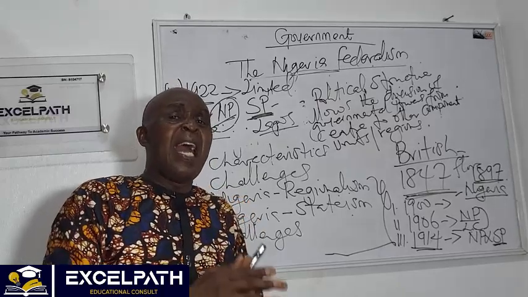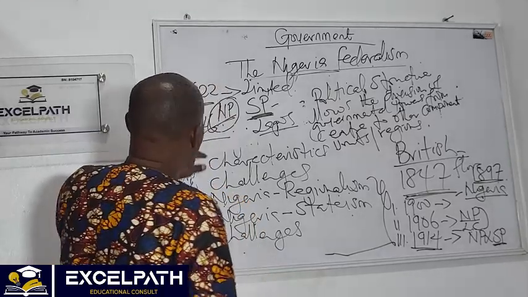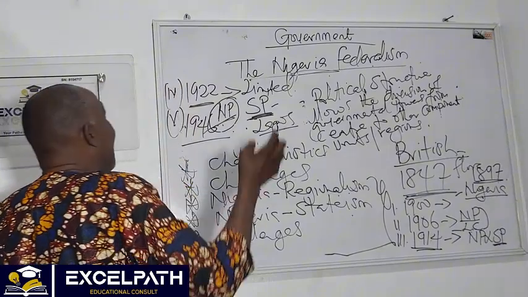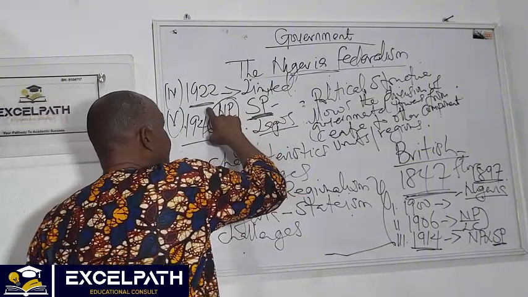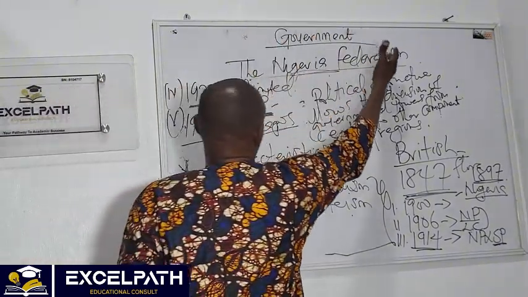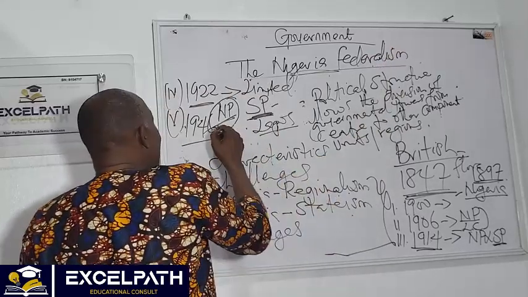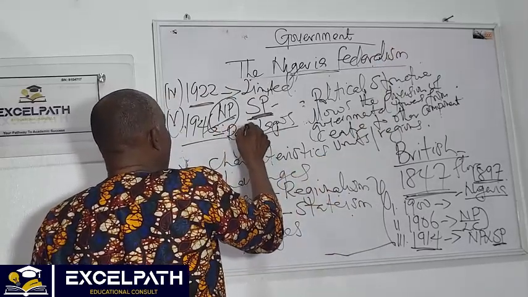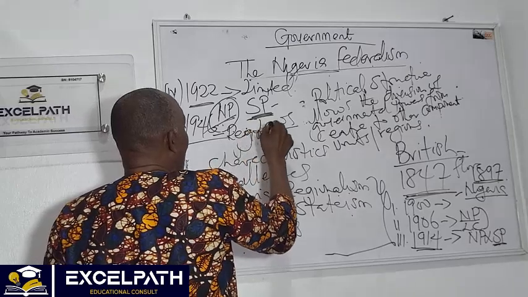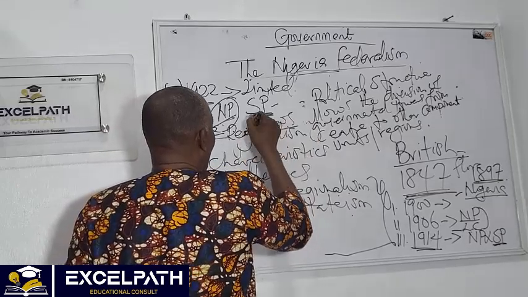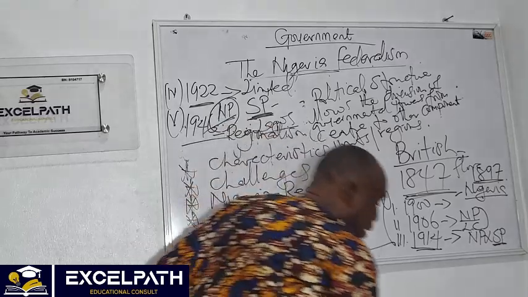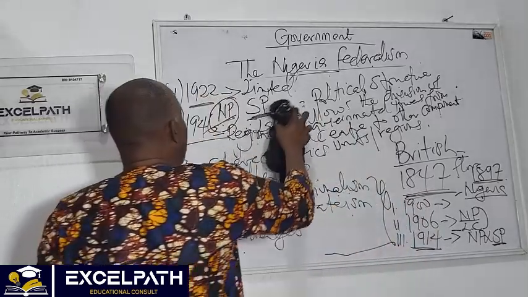And they were isolated. And then Mr. Richard, one of the things that made his own constitution to be unique and that laid the foundation for federalism was that he introduced regionalism, a short form of what we call regional government. He introduced regionalism.